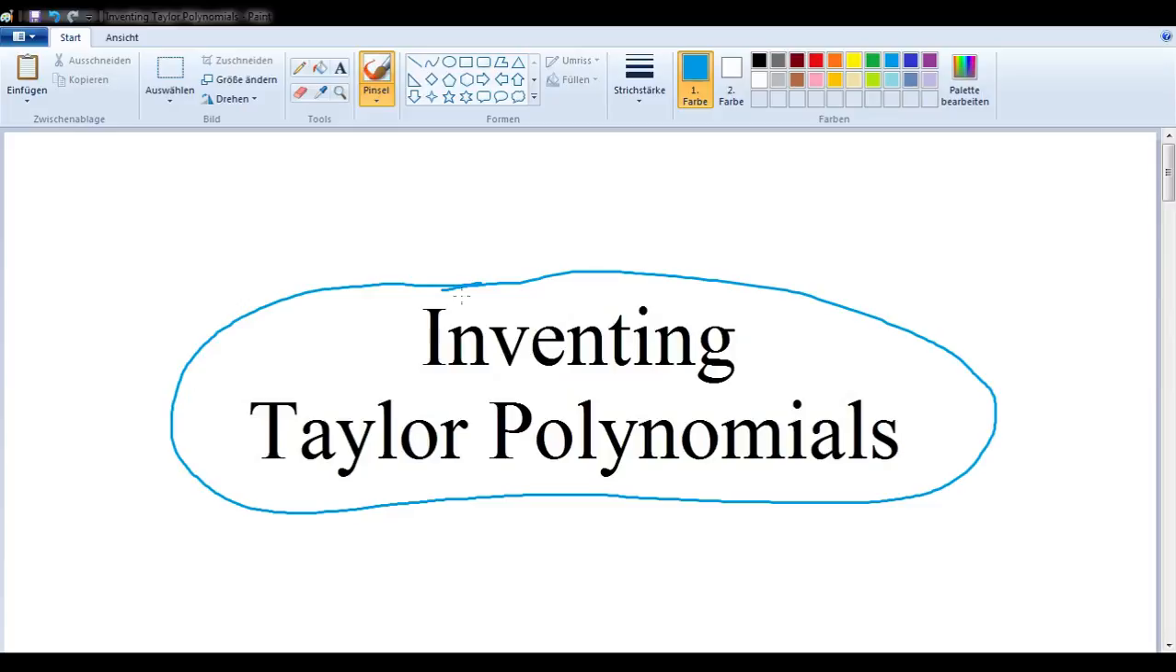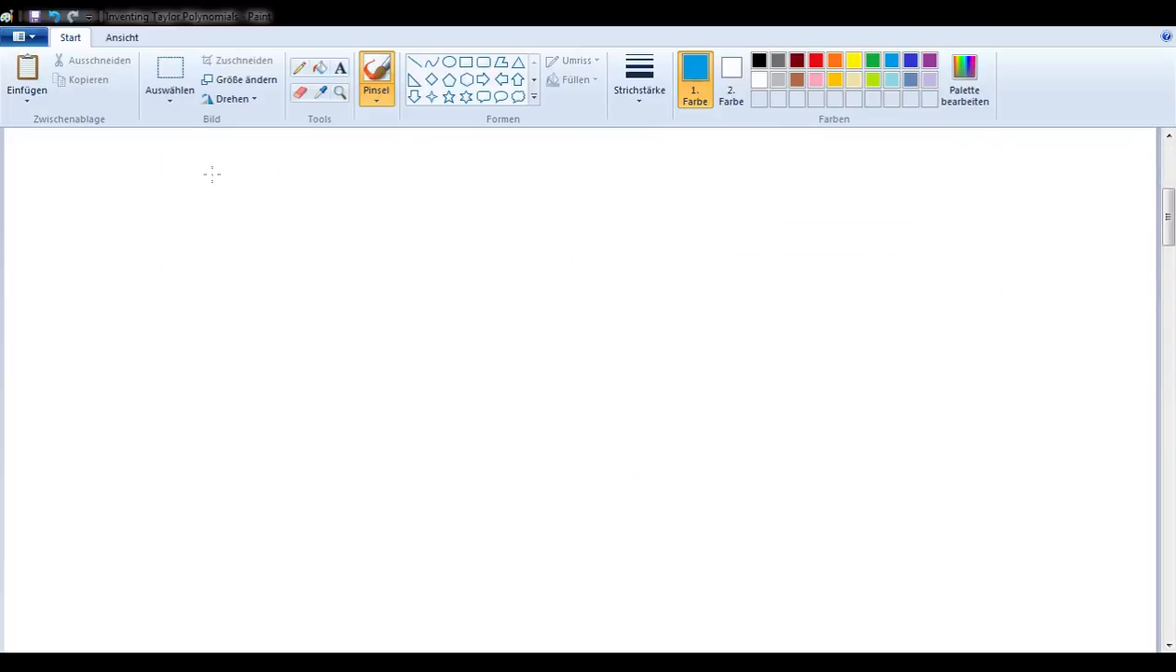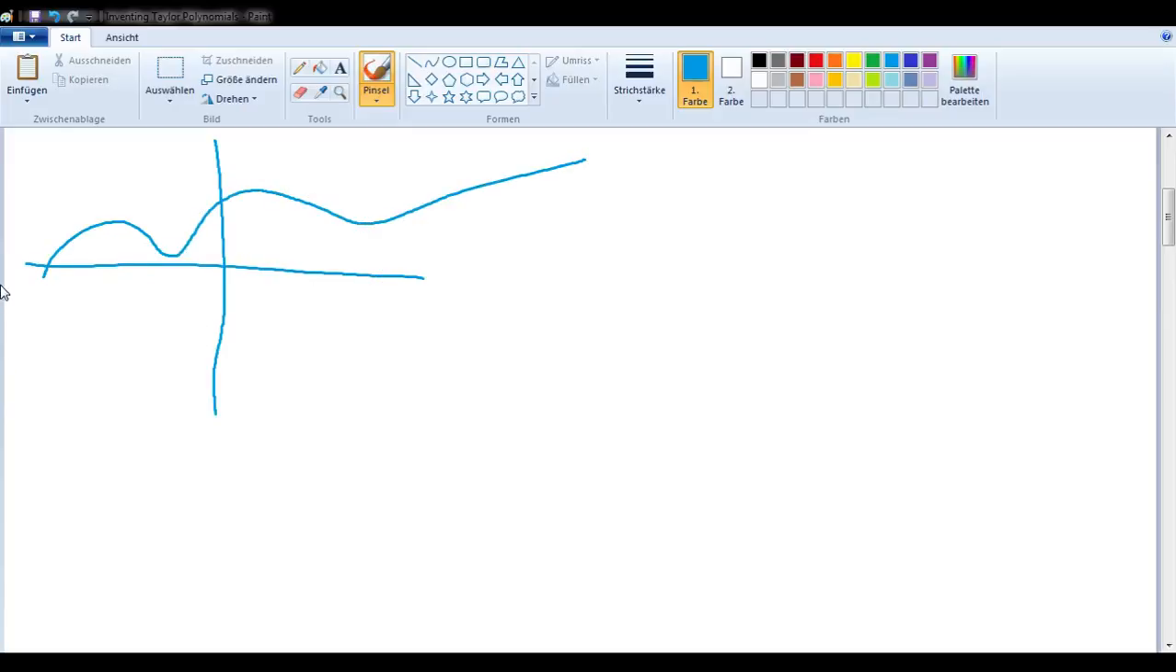We're going to start at 0 and say, I want to emulate some other function using a polynomial. How would I go about having this idea? That is, we want to reinvent Taylor polynomials. So let's say we had some function. Let's say the graph of this function looks something like this. We'll call that function f.